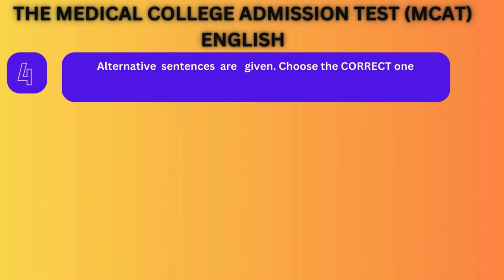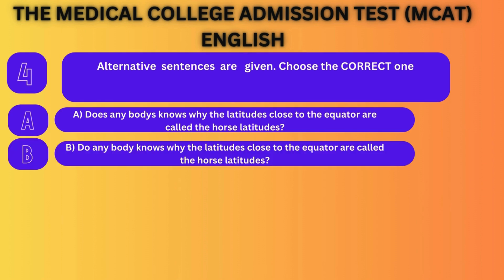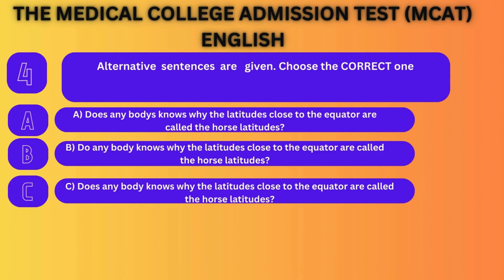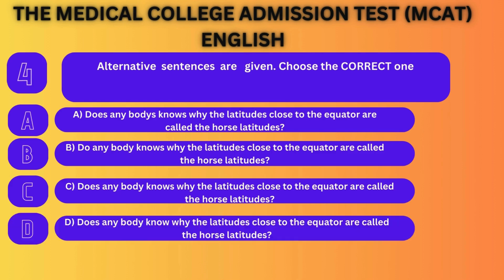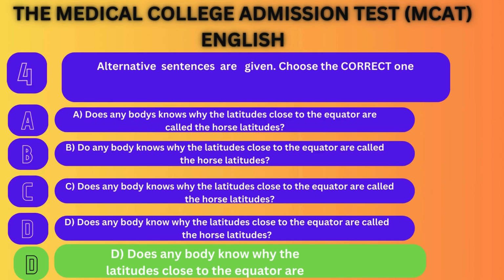Question number 4. Alternative sentences are given. Choose the correct one. Option A. Does any bodies knows why the latitudes close to the equator are called the horse latitudes? Option B. Do anybody knows why the latitudes close to the equator are called the horse latitudes? Option C. Does anybody knows why the latitudes close to the equator are called the horse latitudes? Option D. Does anybody know why the latitudes close to the equator are called the horse?